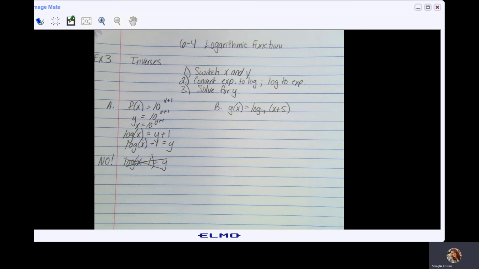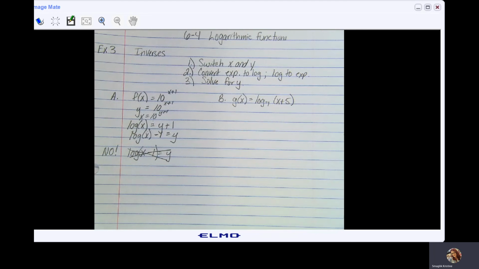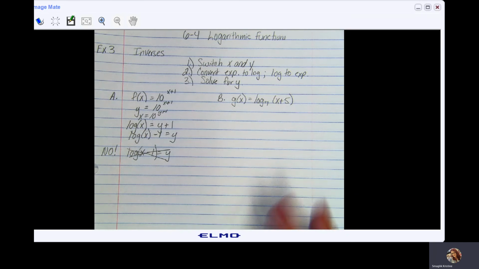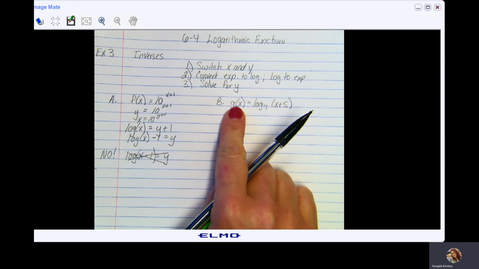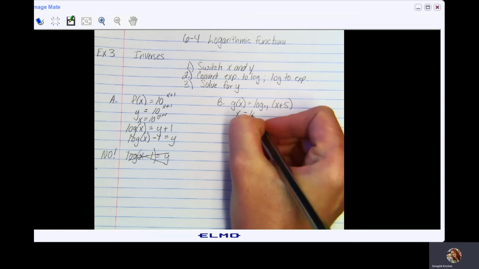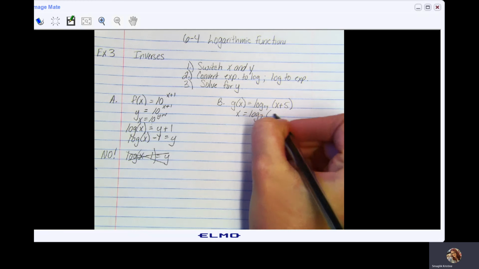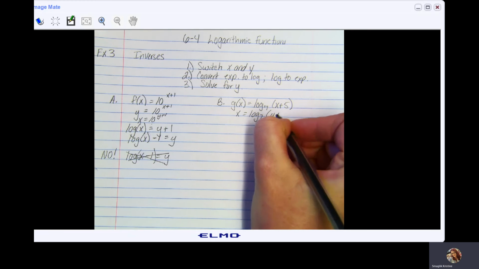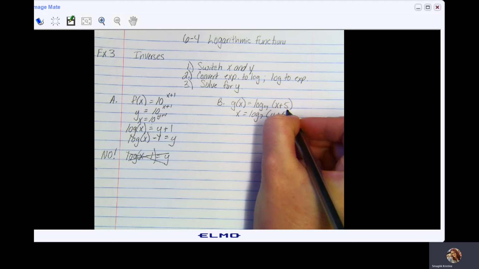So let's take a look at B. Now we're in logarithmic form. So I'm going to go ahead. We already know this g of x is y. Let's flip the x and y. I'm going to have x equals log base 7 of y plus 5.